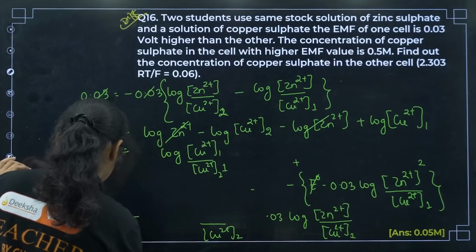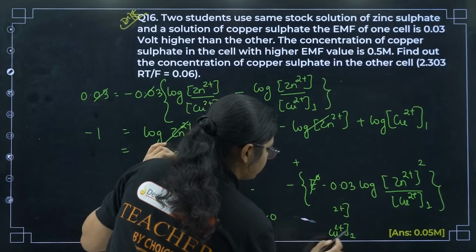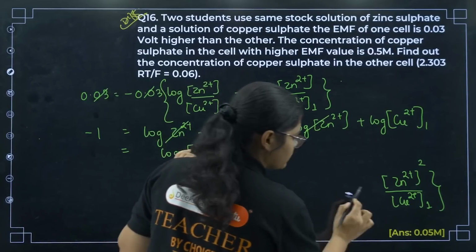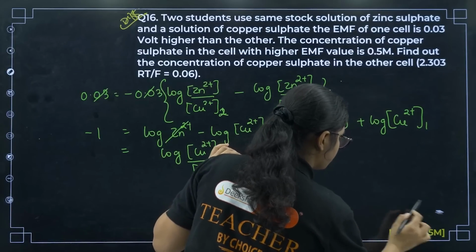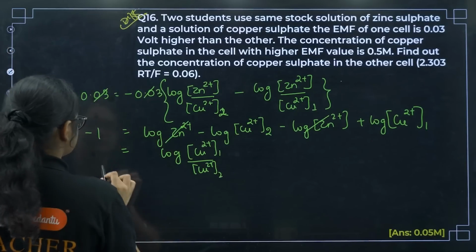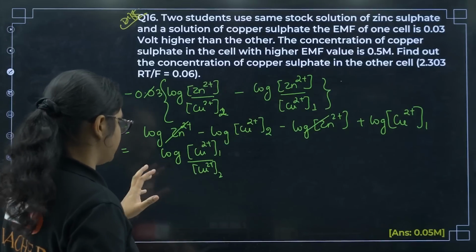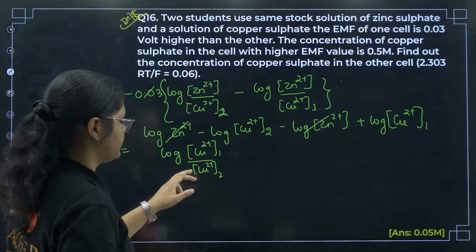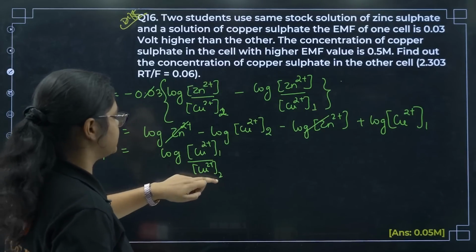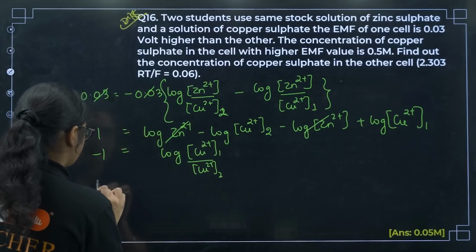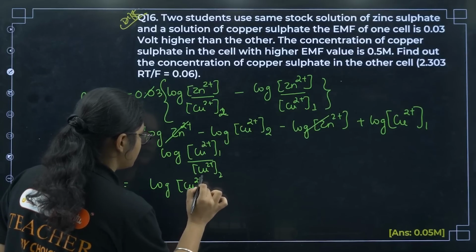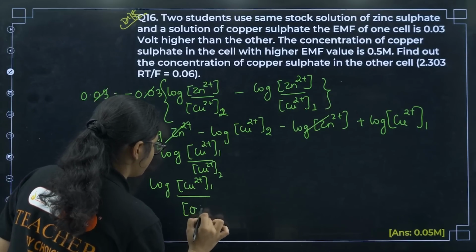Okay, now I'll erase this lower part. Just a minute. Okay, so now please do this question with me. Start solving with me so that you don't get doubt. So we have now this side minus 1. Now this value of Cu2+ 2 is 0.5, right? So I can write minus 1 is equal to log of Cu2+ 1 by 0.5.